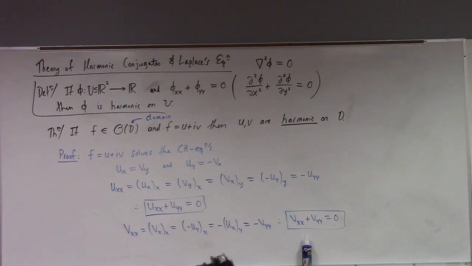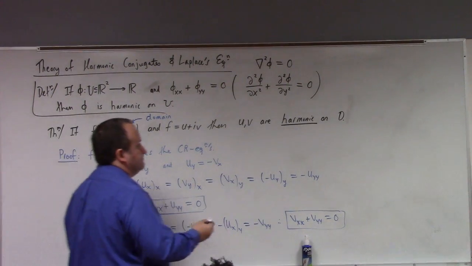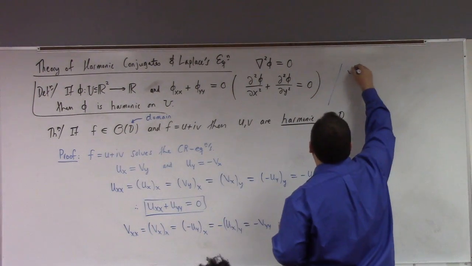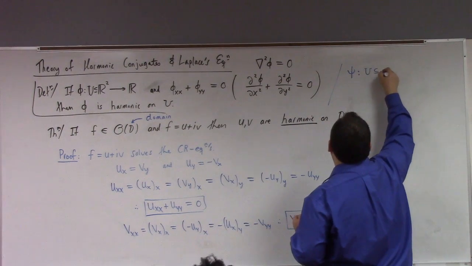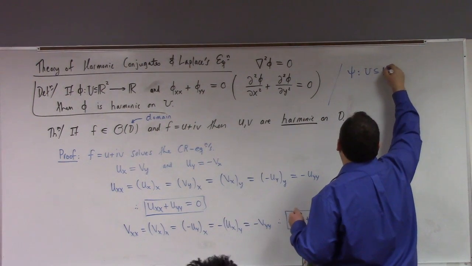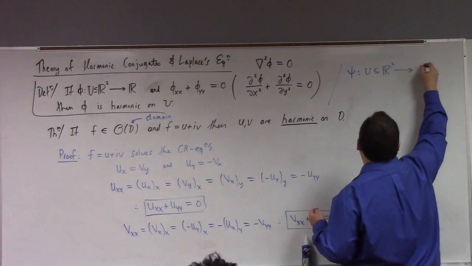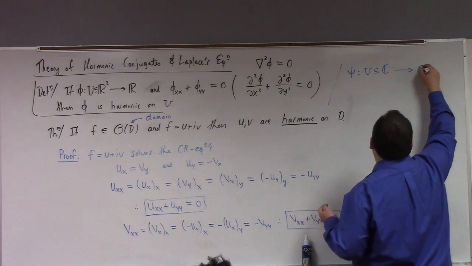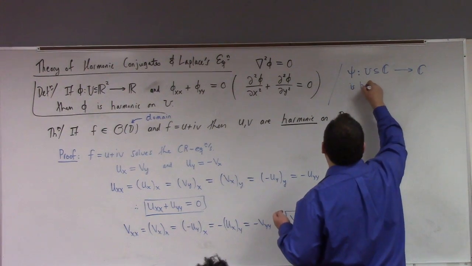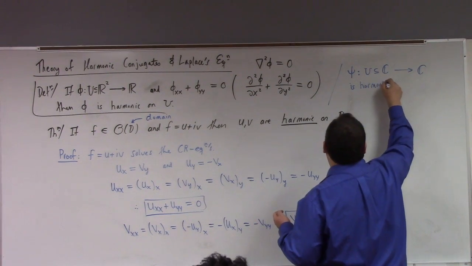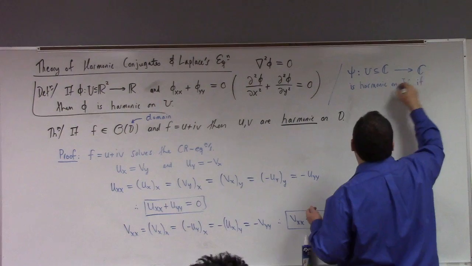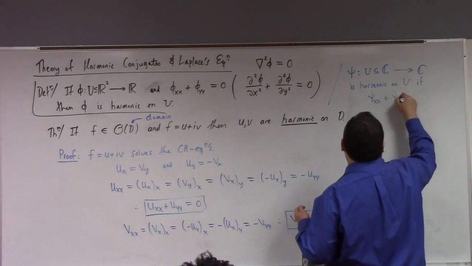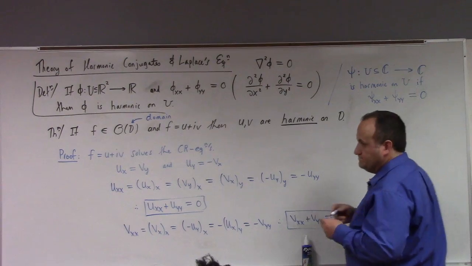It's very nice. We could also define harmonic for a complex valued function. How would that be defined? So if I had psi from, say, U, a subset of, let's say the plane for the sake of specificity here. But you could put C there if you wanted. Fine, I'll put C. Complex valued, and it is harmonic on U if psi xx plus psi yy is equal to 0.